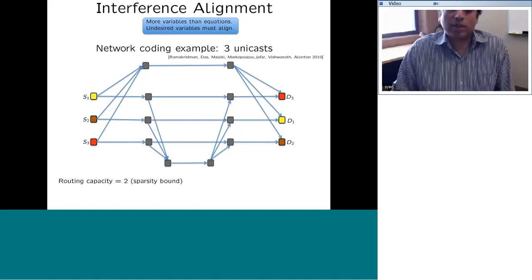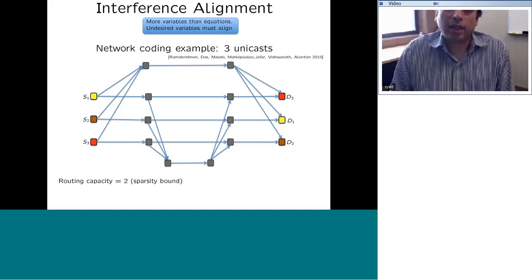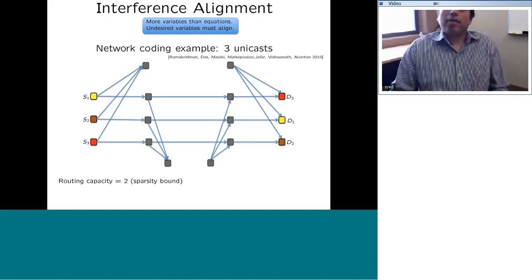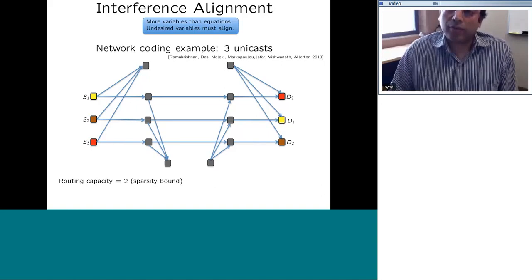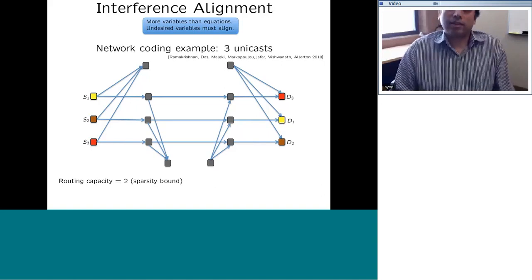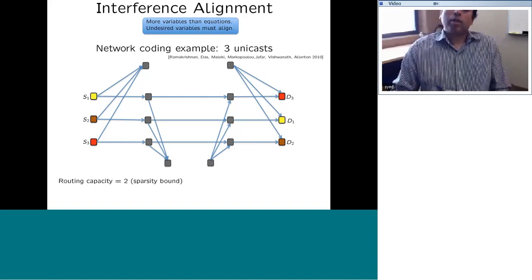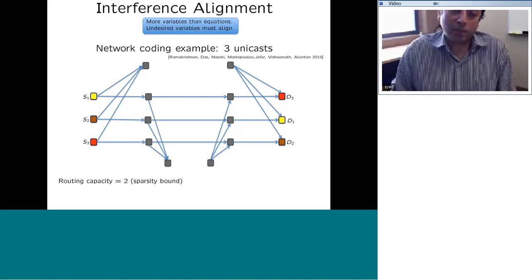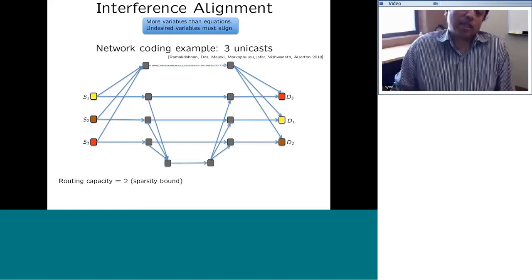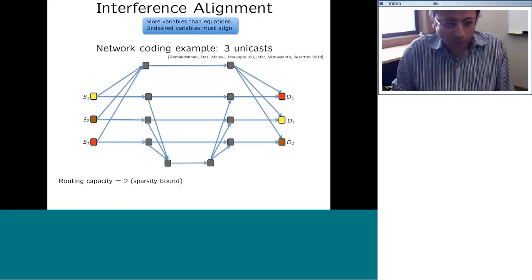Why is it 2? Because you can see easily, if I remove 2 links in this network, the link at the very top and the link at the very bottom, now you notice that all sources are disconnected from their desired destinations. No source has a path to its desired destination anymore. So all the desired information in a routing solution will have to flow through those 2 links that I removed. Therefore, the routing capacity cannot be more than 2. That's just a sparsity bound.